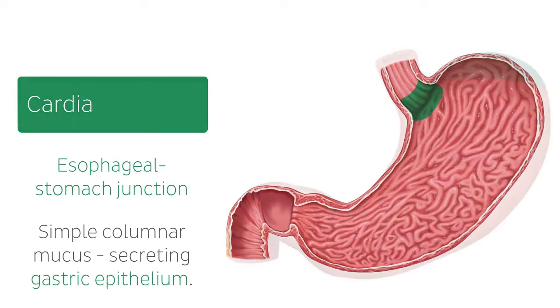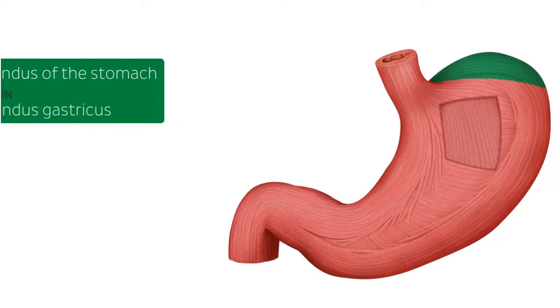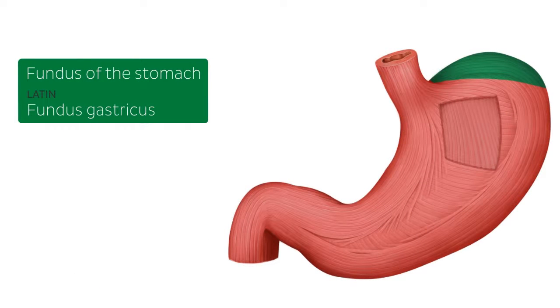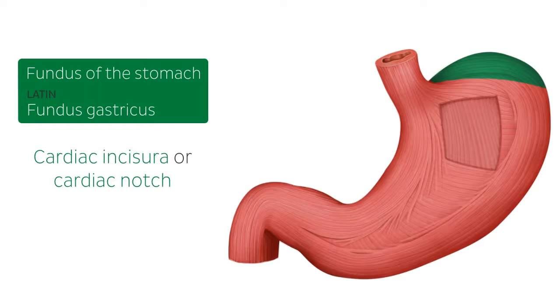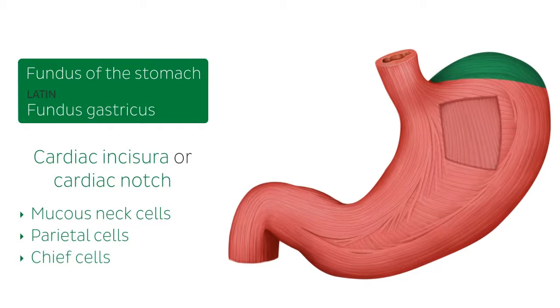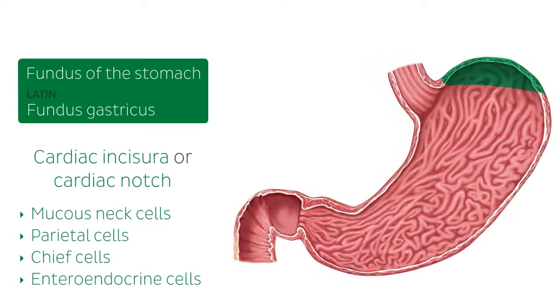The fundus is the most superior dome-like part of the stomach, formed by the upper curvature. It lies in the upper left hypochondriac region of the abdomen, just beneath the diaphragm. It is filled with gas and is separated from the cardia by the cardiac incisura, or the cardiac notch. The cardiac notch is the groove you can see here. The gastric glands in the mucosa of the fundus of the stomach also contain mucous neck cells, parietal cells, chief cells, and enteroendocrine cells.